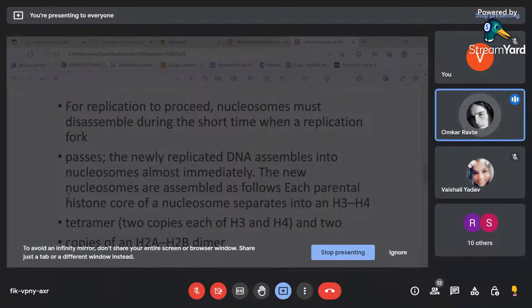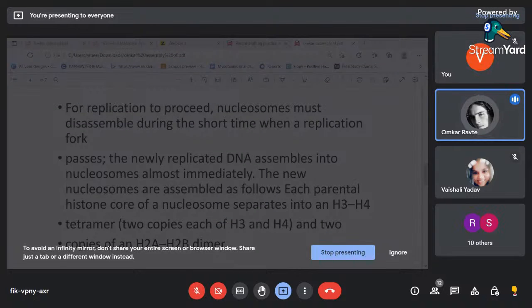For replication to proceed, nucleosomes must disassemble during the short time when the replication fork passes. The newly replicated DNA is assembled into nucleosomes almost immediately. The new nucleosomes are assembled as follows: each parental histone core of a nucleosome separates into an H3-H4 tetramer, two copies each of H3 and H4, and two H2A-H2B dimers.